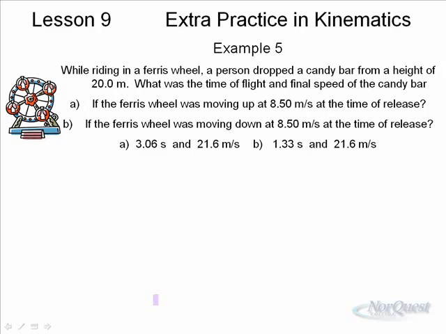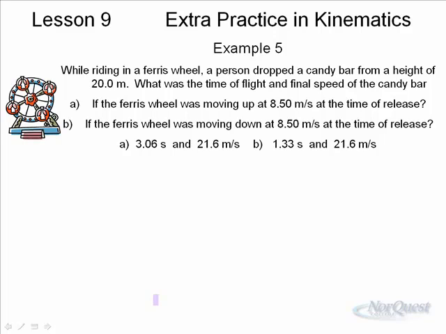So basically what they're saying is, in A, as the Ferris wheel was moving up and the person dropped the candy bar from a height of 20 meters, what would be the information about the total trip of the candy bar? And of course, if the Ferris wheel was moving down, it's going to hit the ground a lot more quickly. Now, if you notice the solutions for A and B, there are some interesting things that come out of there. But of course, you're given enough information.